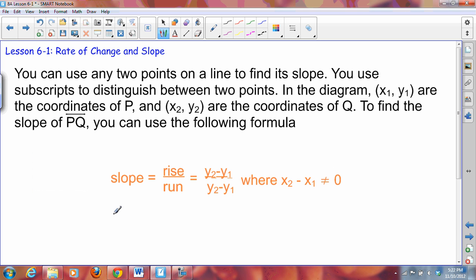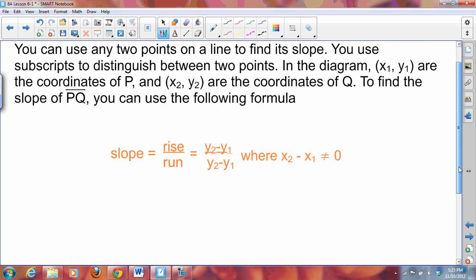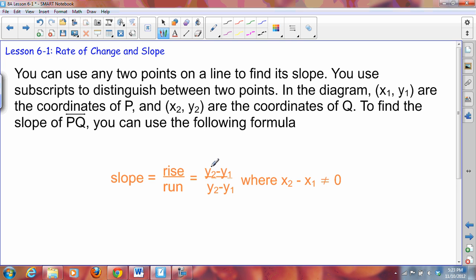You can actually use any 2 points on a line to find its slope. You use subscripts to distinguish between the 2 points. So we have x sub 1, y sub 1, and x sub 2, y sub 2, and I don't have p and q on this page, so I'm not sure what I've done wrong there, but that's okay. So you take the, this should be x, not y, but your subscripts need to match up, okay? So if you start with this one on the top, you have to start with this one on the bottom, okay?